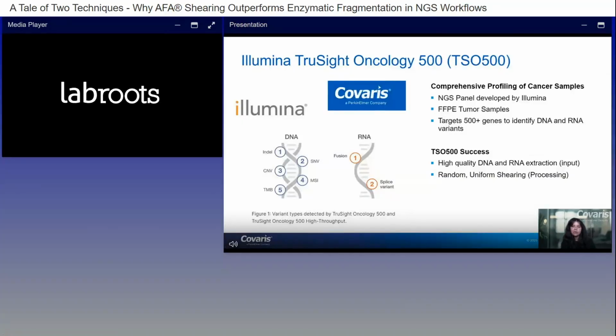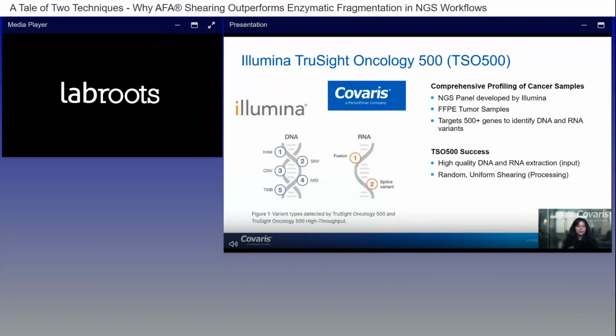And I'd like to start by talking about TrueSight Oncology 500, or TSO 500. So this is an NGS panel developed by Illumina to provide comprehensive profiling of cancer from FFPE tumor samples. Now it targets over 500 genes to identify both DNA and RNA variants. This is a very powerful panel. It provides comprehensive data that is used to better inform patient care decisions.